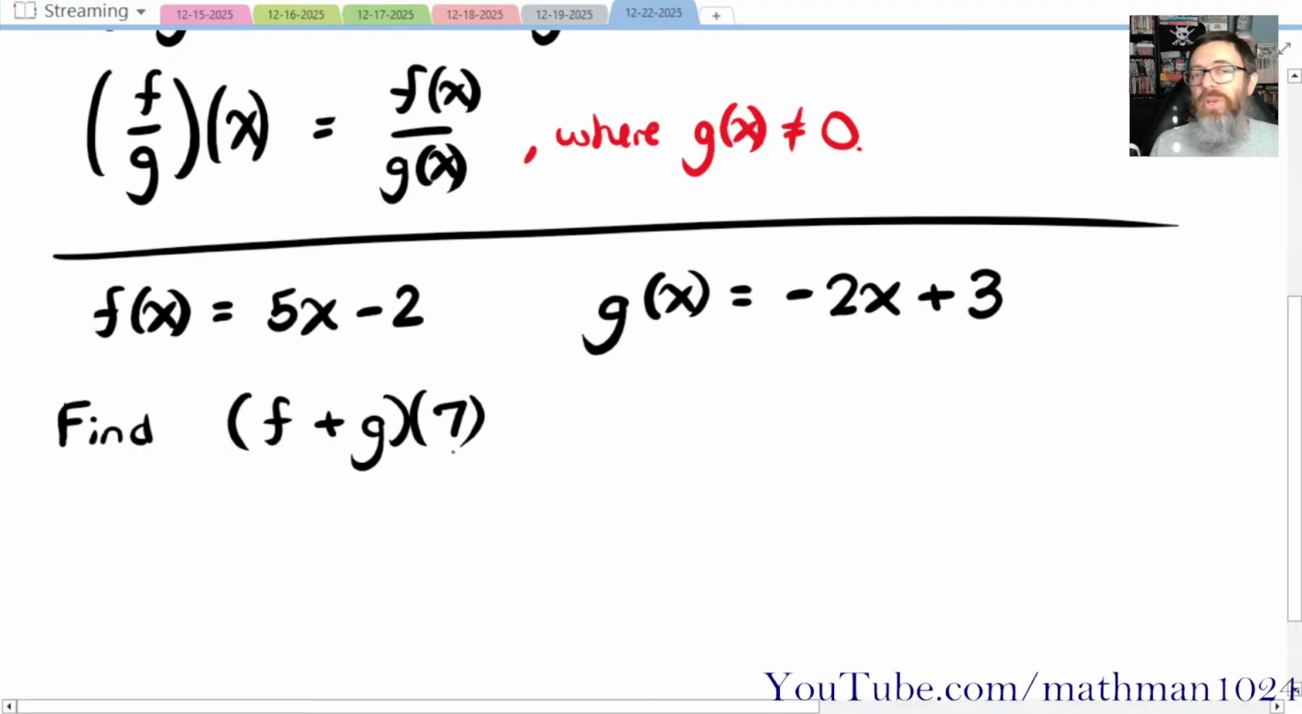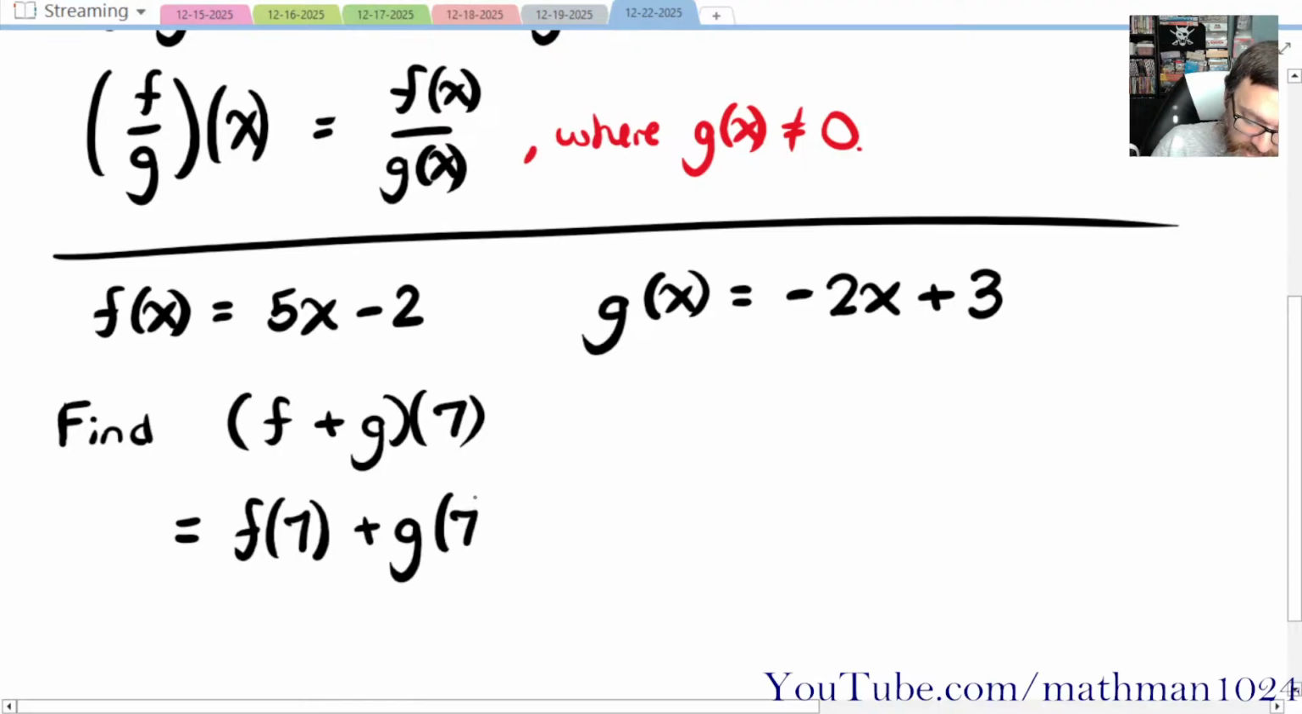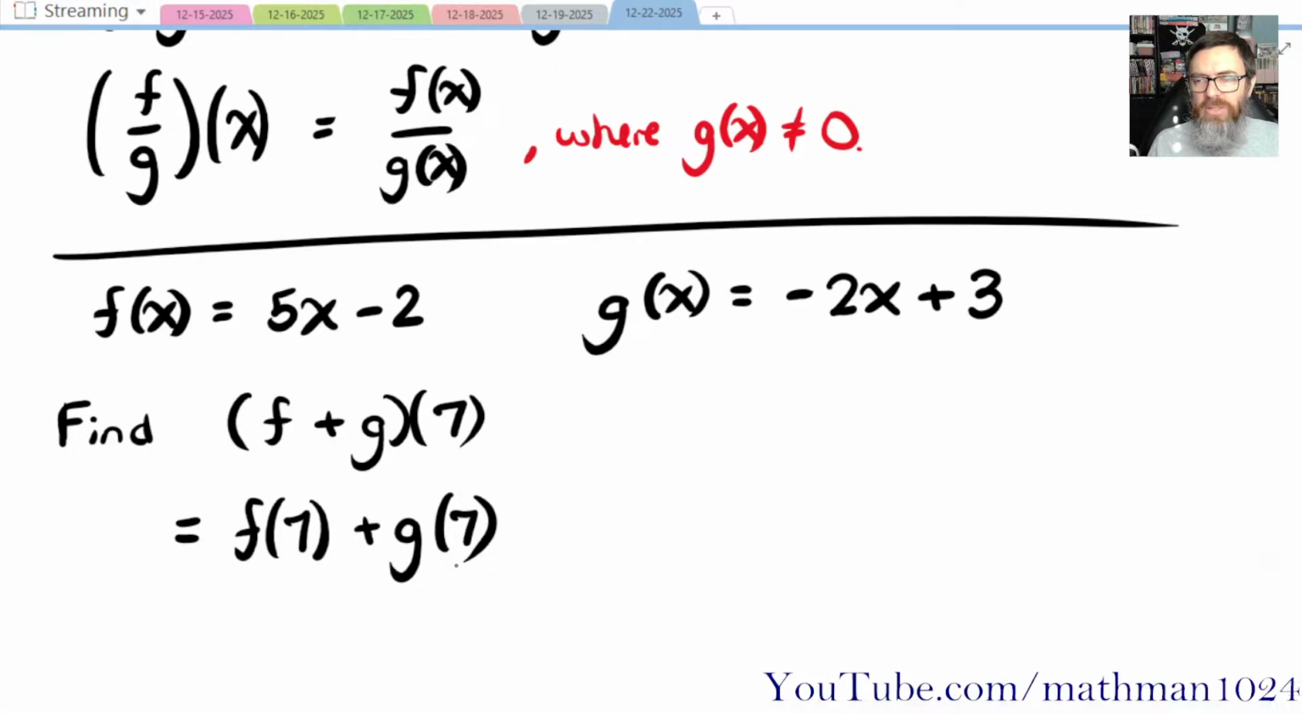Now there's an easy way and a hard way of doing this. I would like to show you the easy way if you're willing to see it. So the easy way is to first rewrite this based on what we wrote at the top of this page. And rewriting this means that we have f of 7 plus g of 7. That is the easiest way to do this. So what you're doing is that you're turning one problem into two smaller problems.